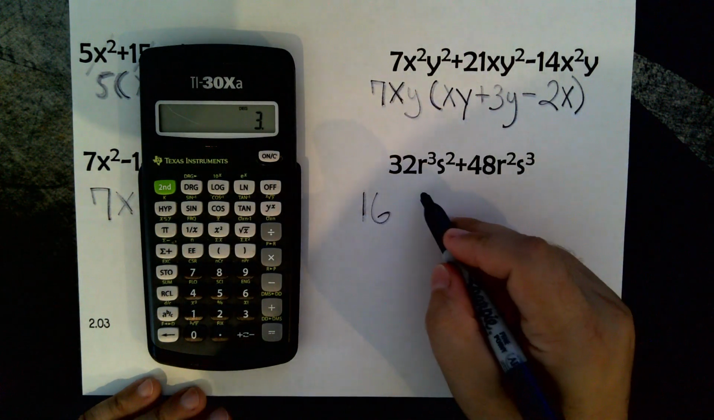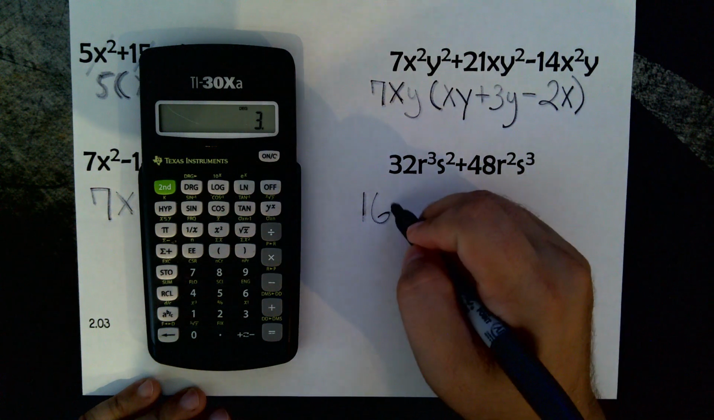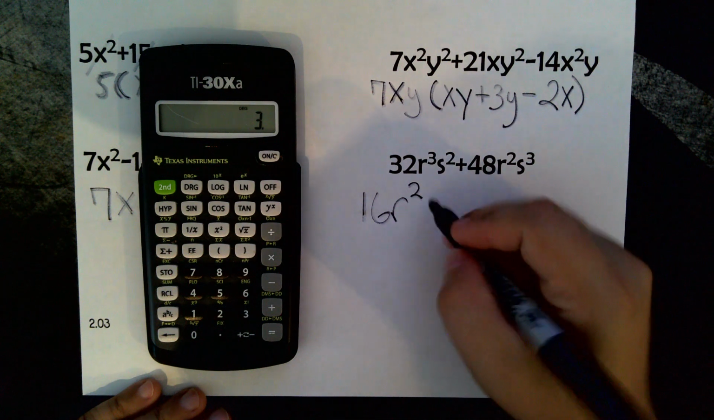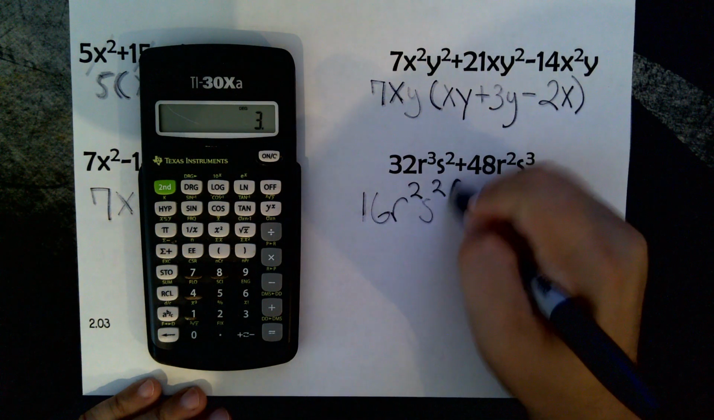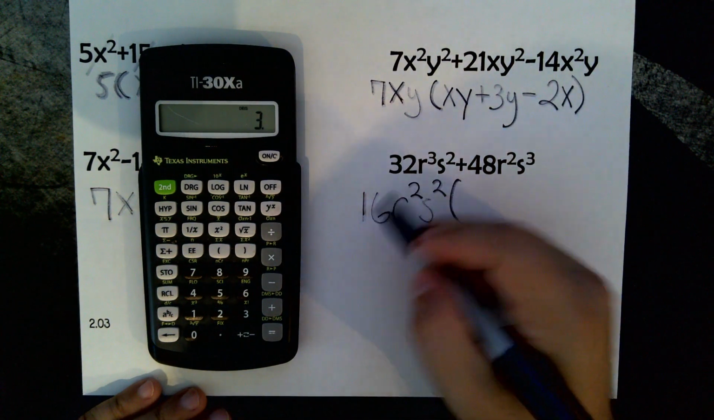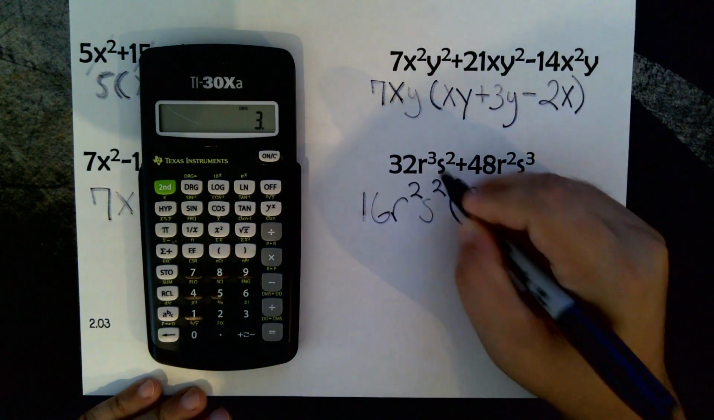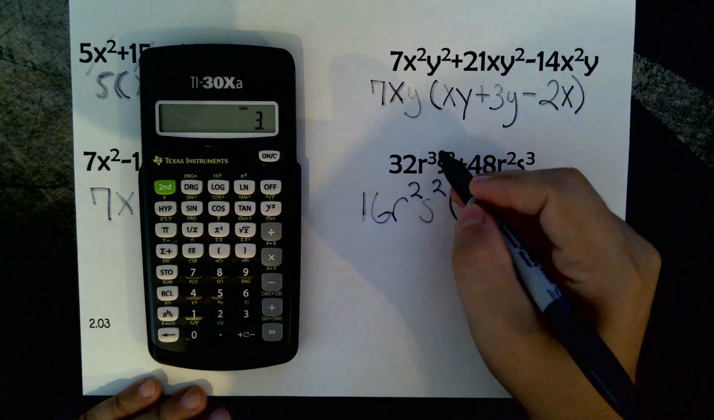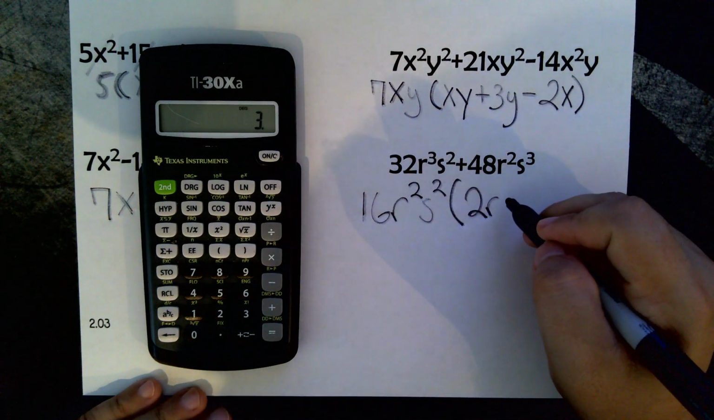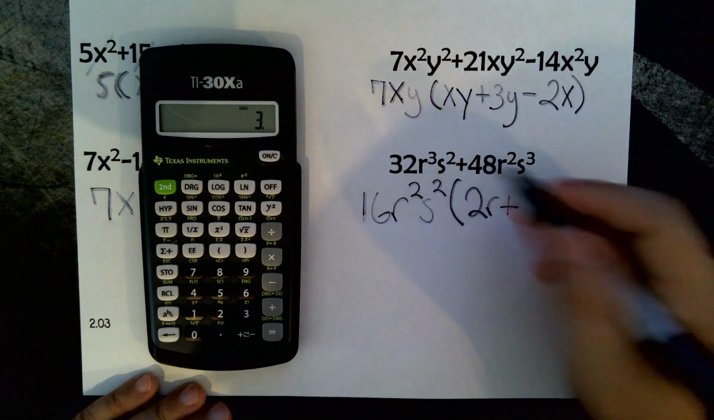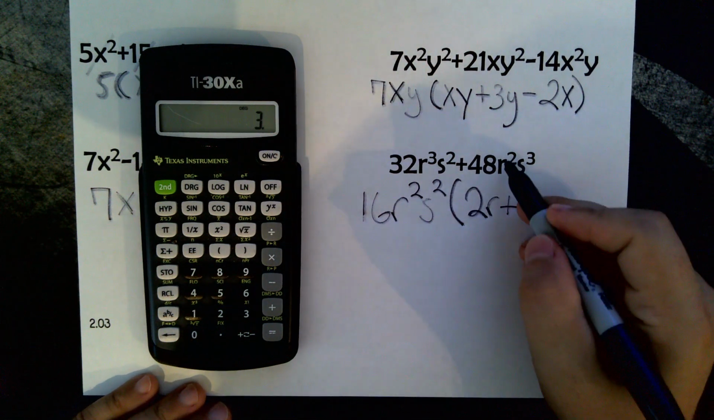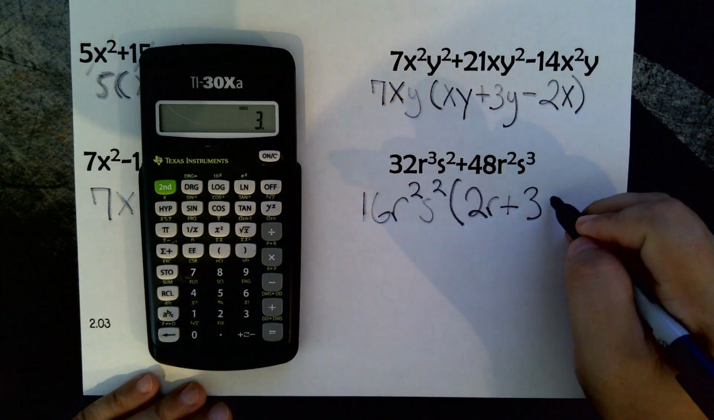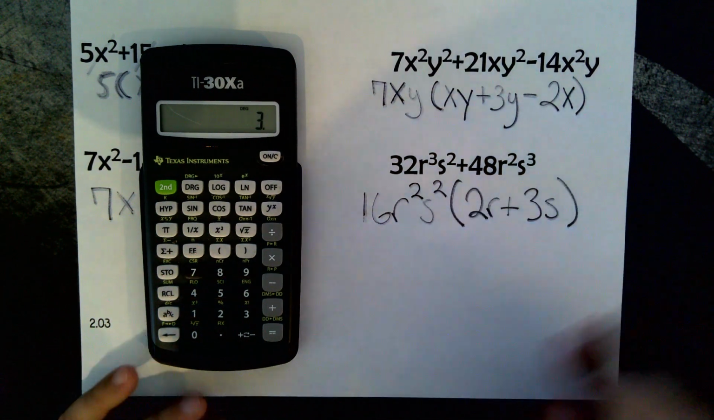16. We can pull r's out. We can pull 2 r's out, so r squared. And we can pull 2 of the s's out, so s squared. So what do I have left? Well, 32 divided by 16, we got 2. R cubed, r squared was divided out, leaving us with 1 r. S squared was divided out, so we have no s's left, so we put plus. 48 divided by 16 is 3. R squared, we took away. S cubed, we took away s squared, so there's one s left over. And that is our final factored form.